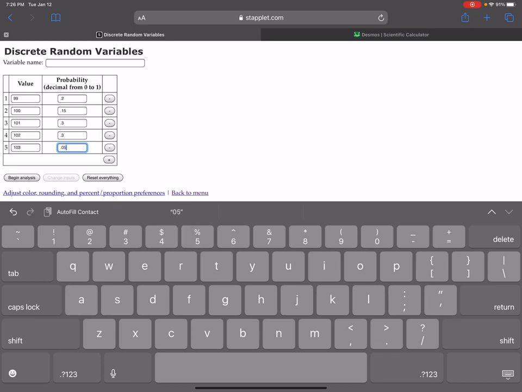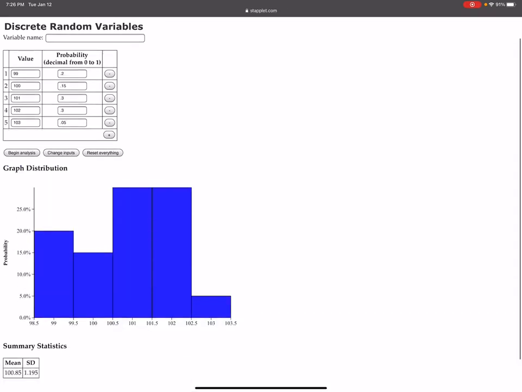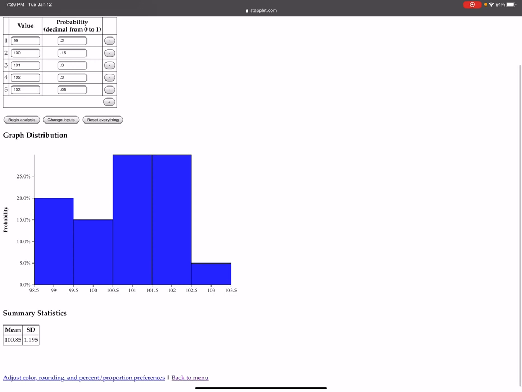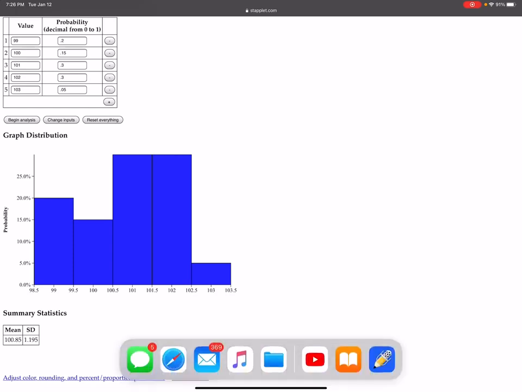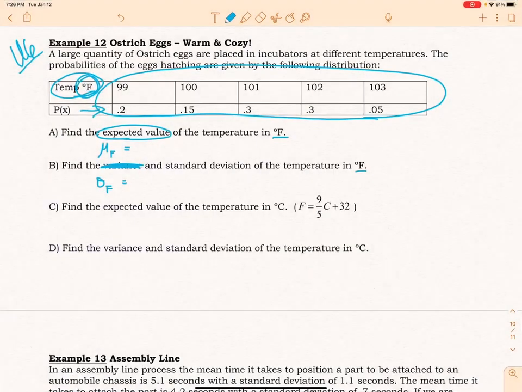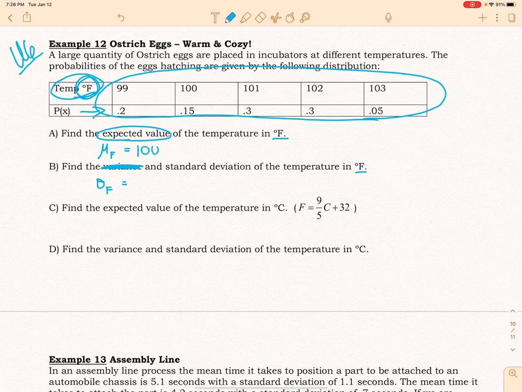Okay, so I'm going to begin the analysis here, and I'm just doing this to get my mean and standard deviation. And down here at the bottom, as you can see in the little table under summary statistics, my mean is 100.85, my standard deviation 1.195. Okay, so now I am going to go back to my problem here. So I've got 100.85 degrees Fahrenheit for my mean, and for my standard deviation, 1.195 degrees Fahrenheit.